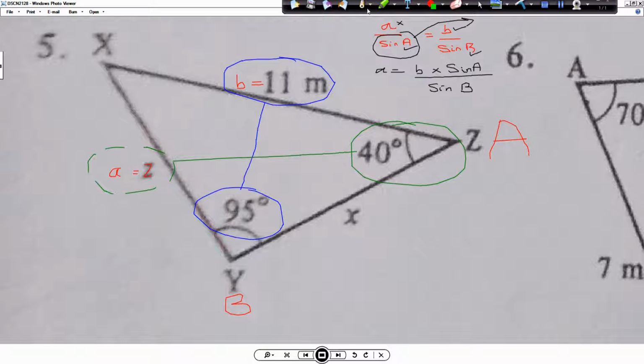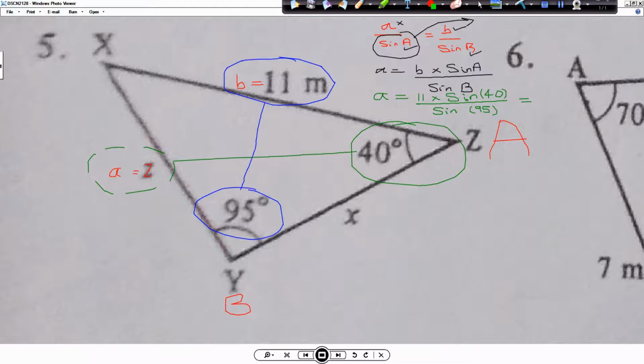Now what we need to do on the next level down is start putting some values in there. So A is equal to, what's the value of little b? Little b is 11. Okay, what's the value of the big angle A? Big angle A is 40. What is the value of big angle B? 95. Okay, so A is equal to all of that.